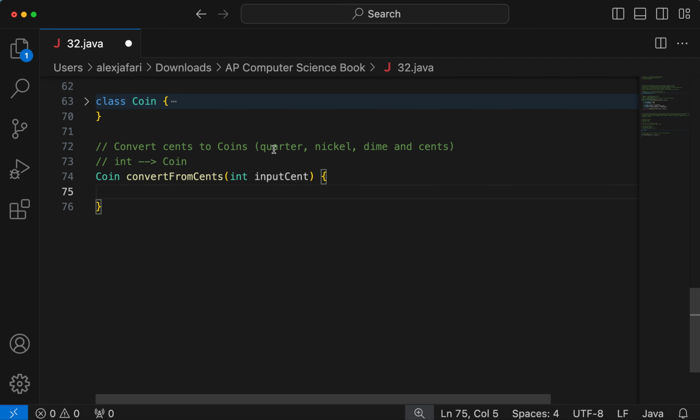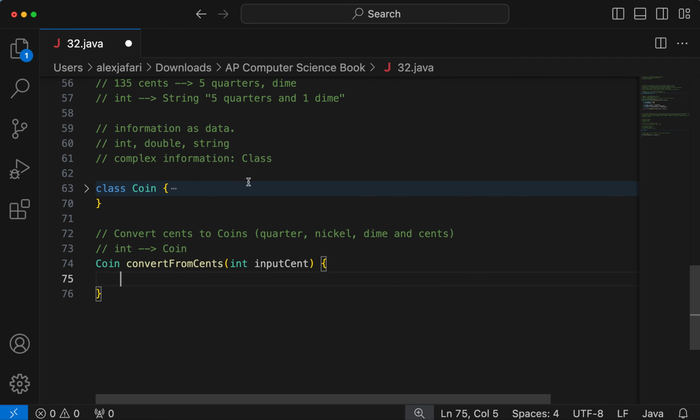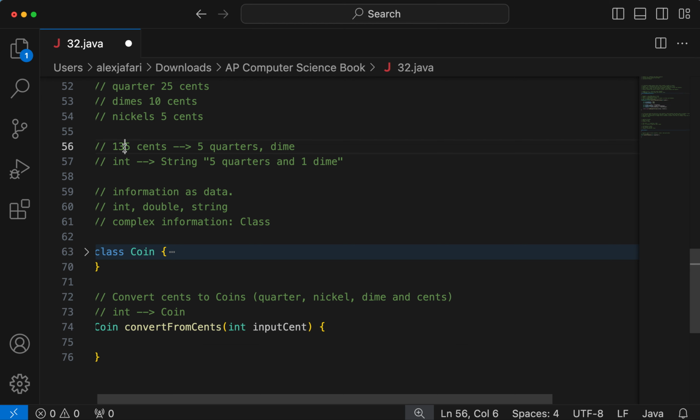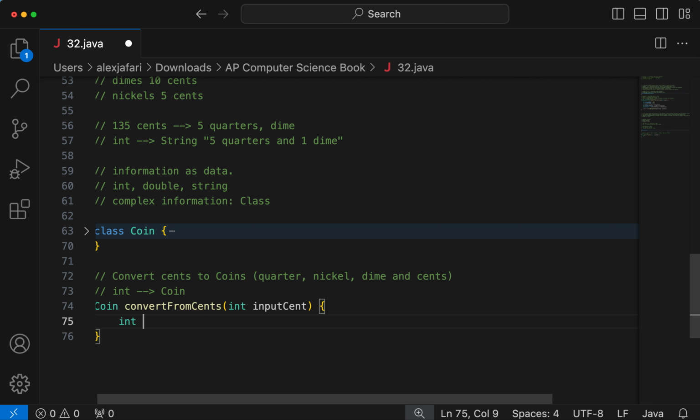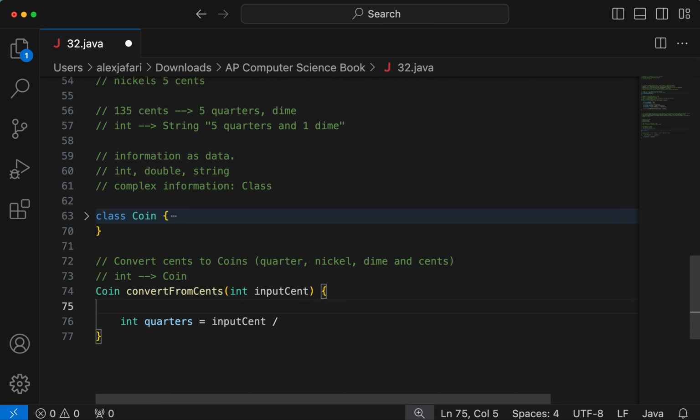So we first can divide it by 25, right? Let's go for the example that we said. You knew that 135 cents is going to be 5 quarters. So that means we initially use inputCent divided by, actually it's better to have local variables too. So int quarters gets, quarter is 25, and dime is 10.